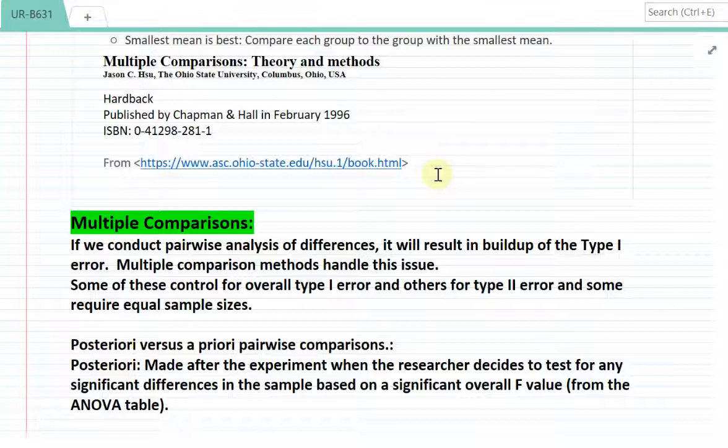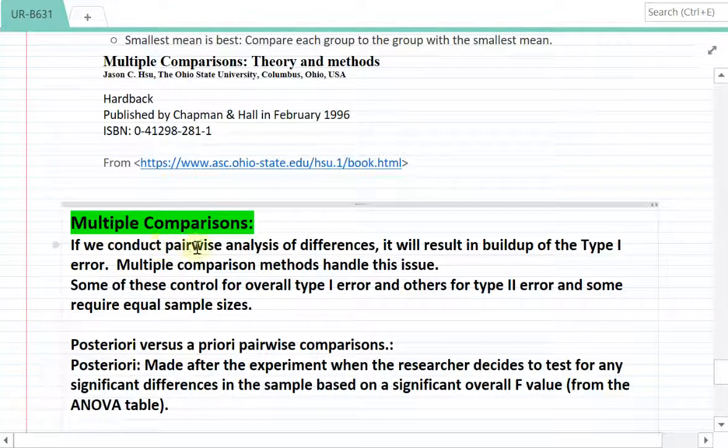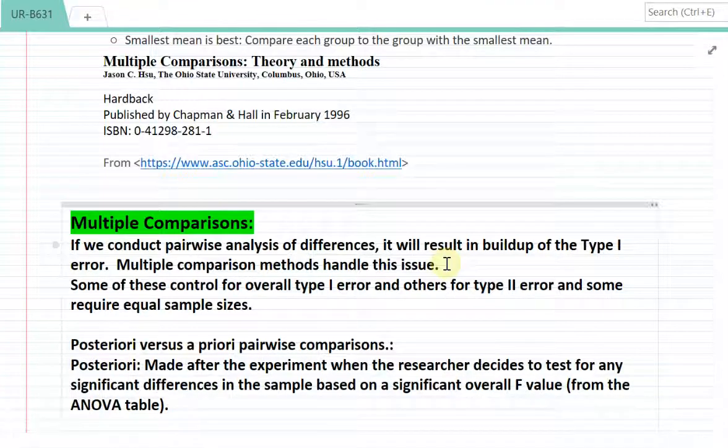If we do those pairwise analyses of differences, that will result in what we call a buildup of type 1 error. One way to get around it is to go through the multiple comparisons these gentlemen have proposed. The multiple comparison methods take care of that part, so that our overall type 1 error of all those comparisons is going to be 0.05, for example. That's very important.